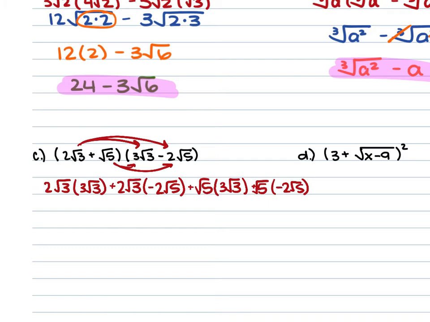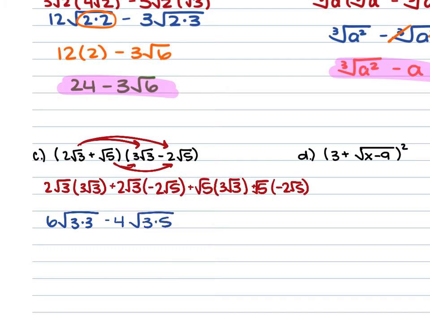The 2 square root 3 times 3 square root 3, the 2 times the 3 multiply, we get 6. The 3 times the 3 underneath the radical, we are also going to have. Then we have 2 square root 3 times negative 2 square root 5. So the 2 times negative 2 is negative 4. Underneath the radical, 3 times 5.